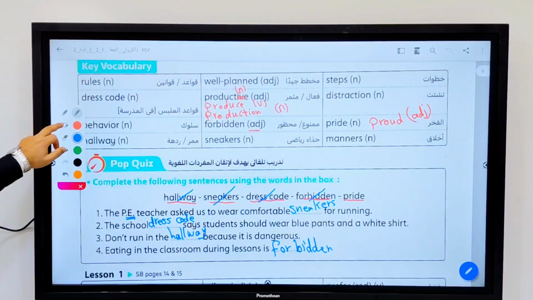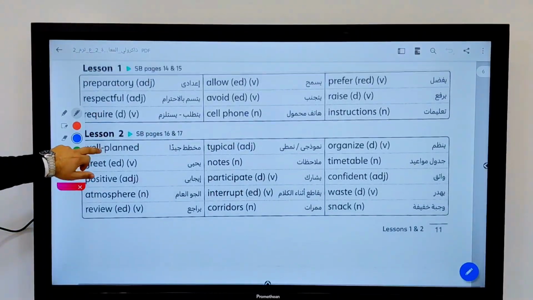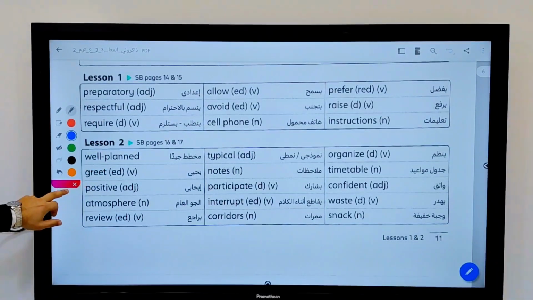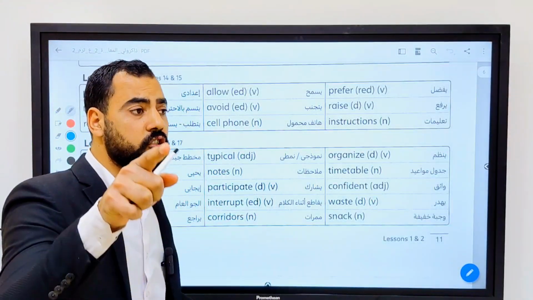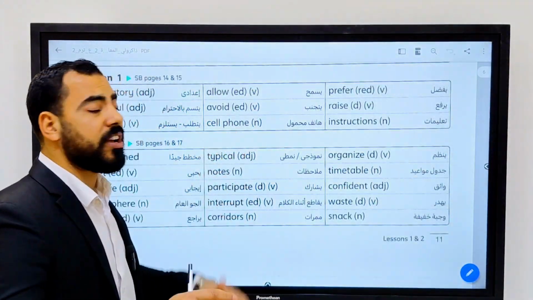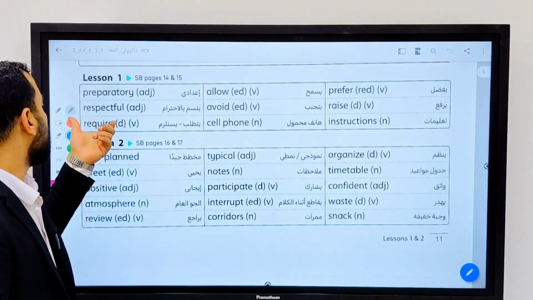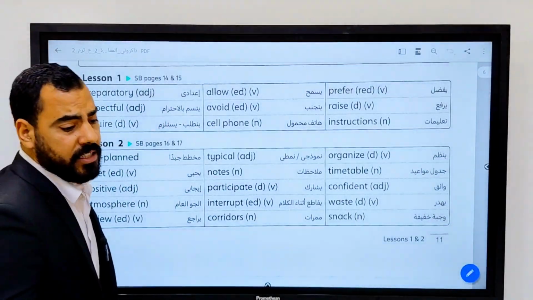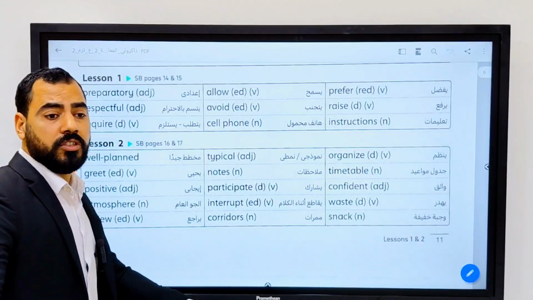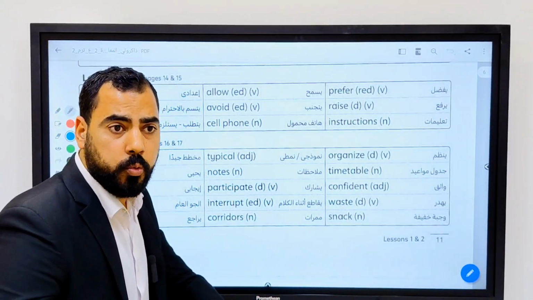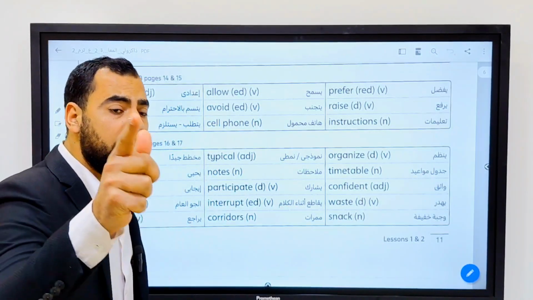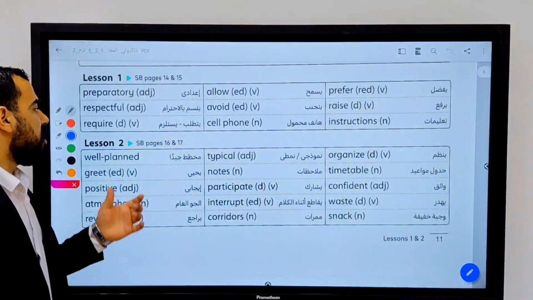Let's move to the vocabulary in lesson number 1 and lesson number 2. Repeat after me, please. Preparatory stage, your stage, so you are in middle 2 or preparatory 2. Respectful: when you treat people in a friendly and good way, when you appreciate other people, this means that you are respectful.